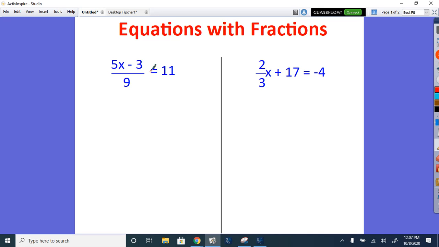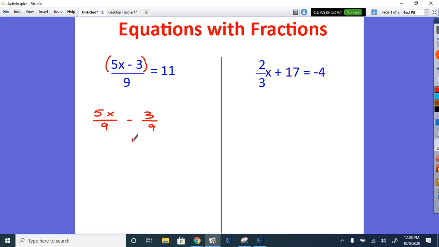Right? So in the first example versus the second one, what is different is that I have an entire quantity, 5x minus 3 all over 9, versus the second example over here, where I have just 2/3 x plus 17 on one side. Okay, so here there's a little bit of a difference between what step I use first and why. In reality here, I technically do have 5x over 9 minus 3 9ths. I could just place them both over 9.